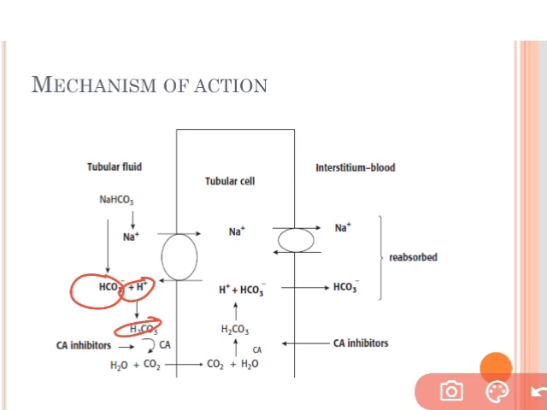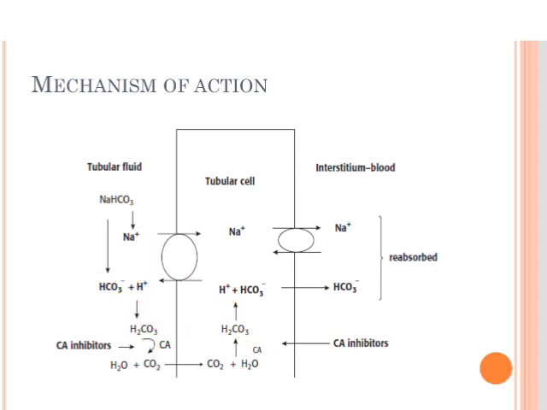But where does this carbonic anhydrase inhibitor act? On this enzyme. These enzymes are inhibited, so what will happen? There will be no carbonic acid formation. If there is no carbonic acid formation, then this hydrogen ion is not exchanged with the sodium ion. So in the lumen there will be no formation of carbonic acid. This carbonic acid will not split into CO2 and H2O.